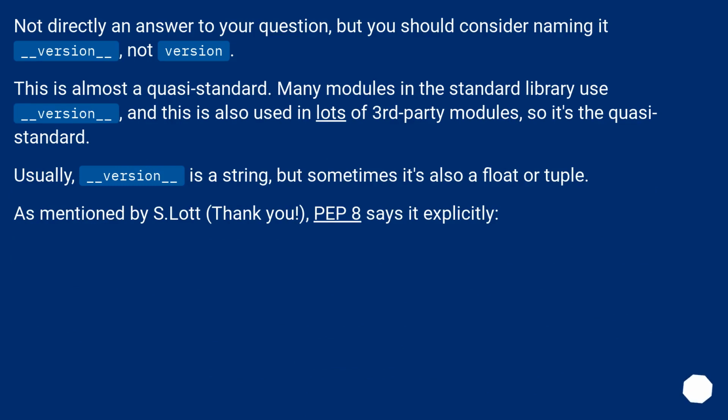Not directly an answer to your question, but you should consider naming it __version__, not version. This is almost a quasi-standard. Many modules in the standard library use __version__, and this is also used in lots of third-party modules, so it's the quasi-standard. Usually, __version__ is a string, but sometimes it's also a float or tuple. As mentioned by s.lot, thank you, PEP 8 says it explicitly.